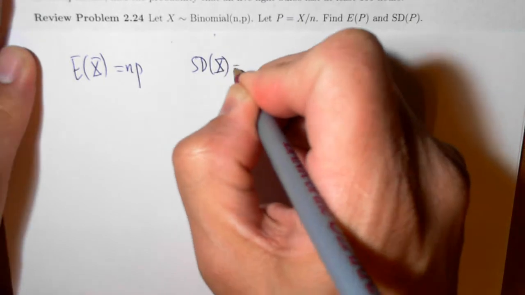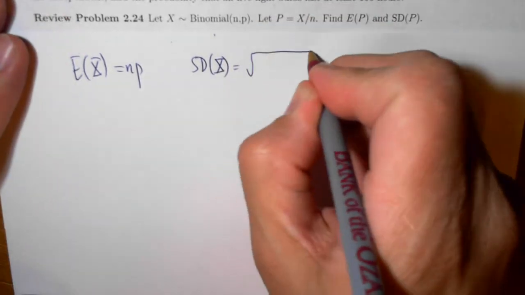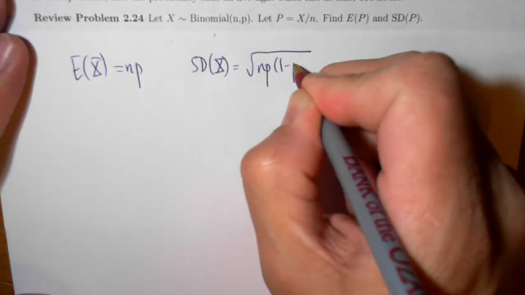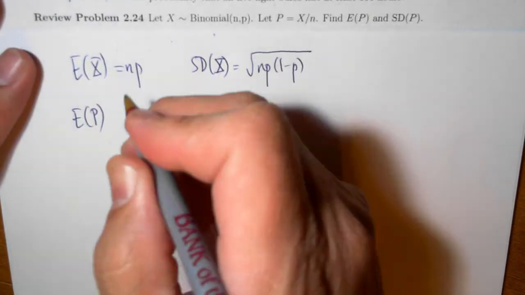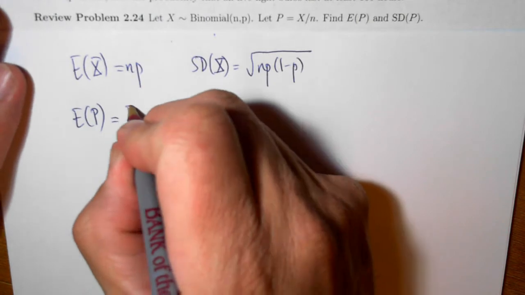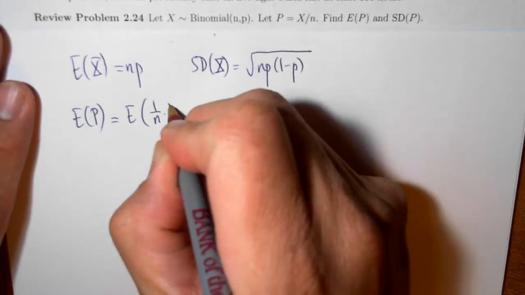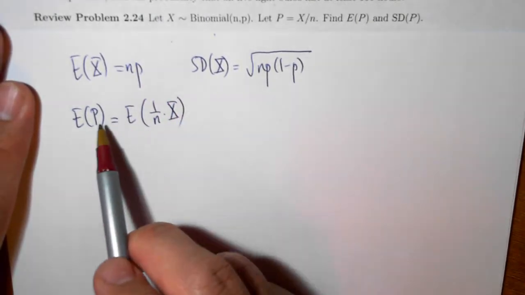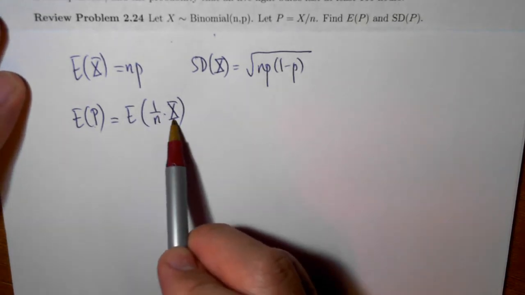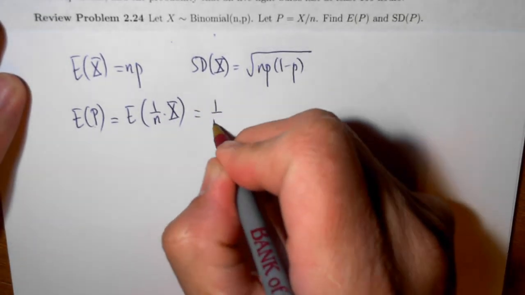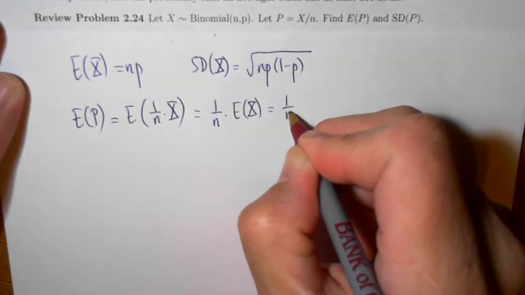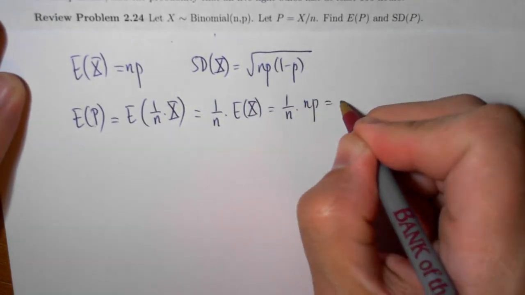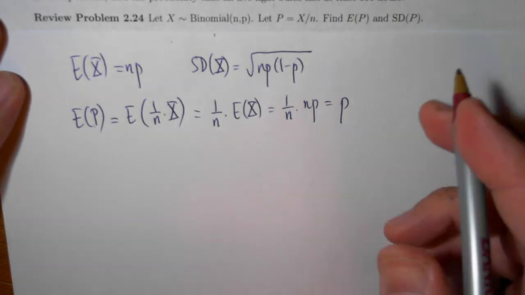deviation of x is equal to the square root of n times p times 1 minus p. Therefore, the expected value of capital P will be equal to the expected value of 1 over n times x. That's what capital P is, 1 over n times x. So 1 over n comes outside the expectation. So 1 over n times n times p, which works out to be p.